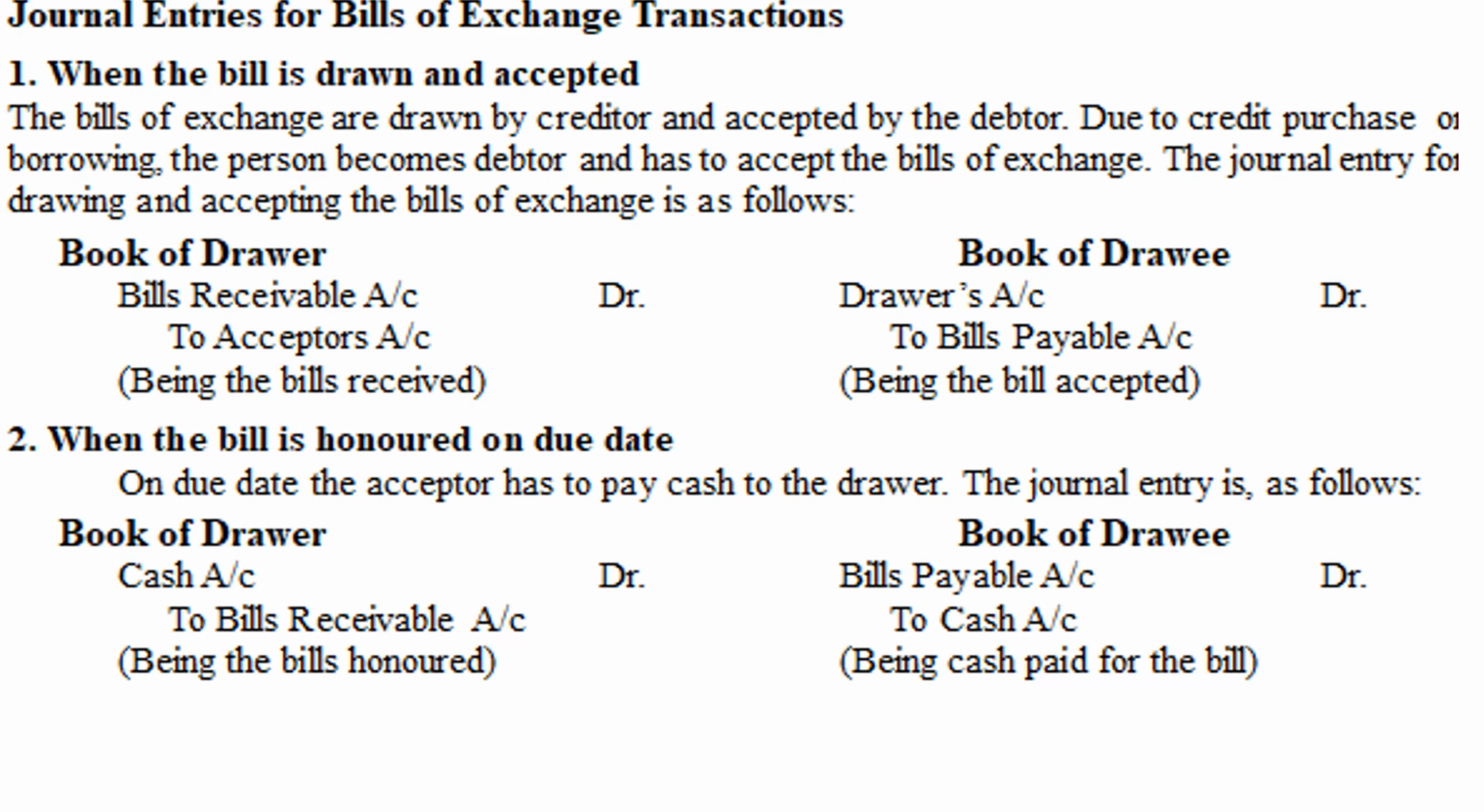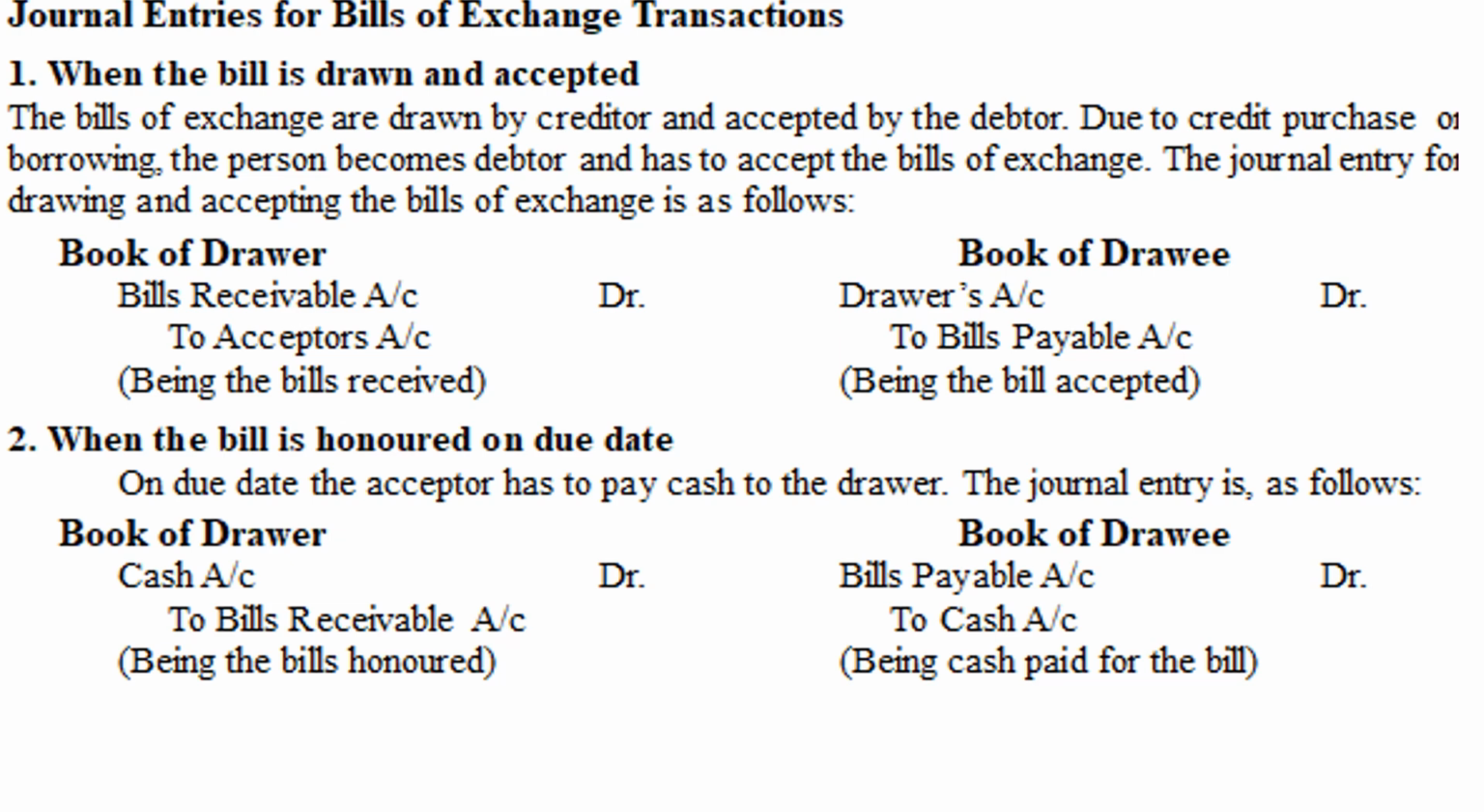In the book of drawer, it's written as bills receivable account debtor to acceptor's account, being the bills received. In the book of drawee, it's written as drawer's account debtor to bills payable account, being the bill accepted. 2. When the bill is honored on the due date, the journal entries are as follows.